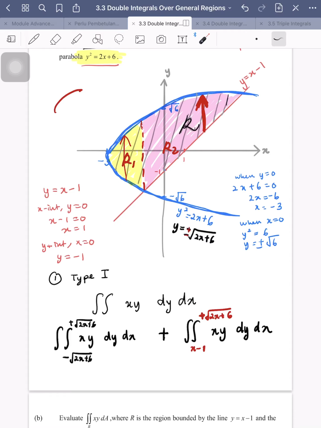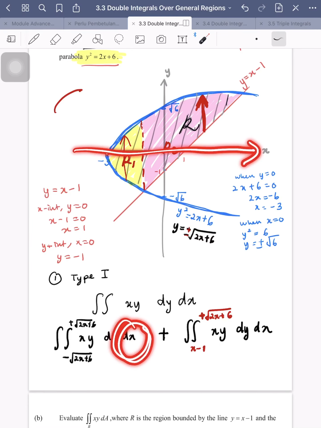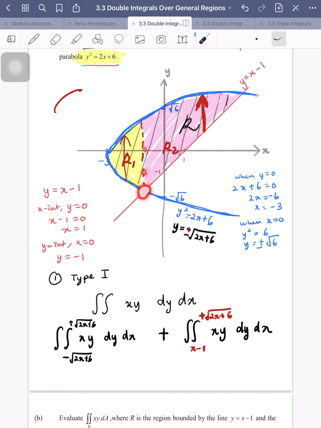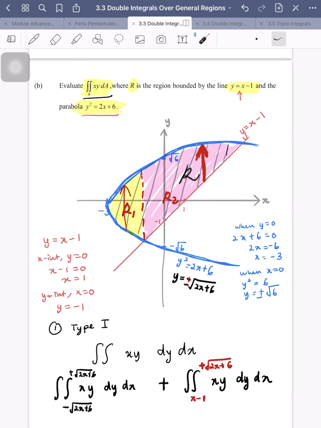Now we want to find the second limit, which is the x limit, viewing as type 1. The region 1 just now is from here to here, right? We want the limit for x. So we find that it's from here to here. Here you can see that it is the point of intersection. Again, point of intersection you can find by solving simultaneously the two equations.